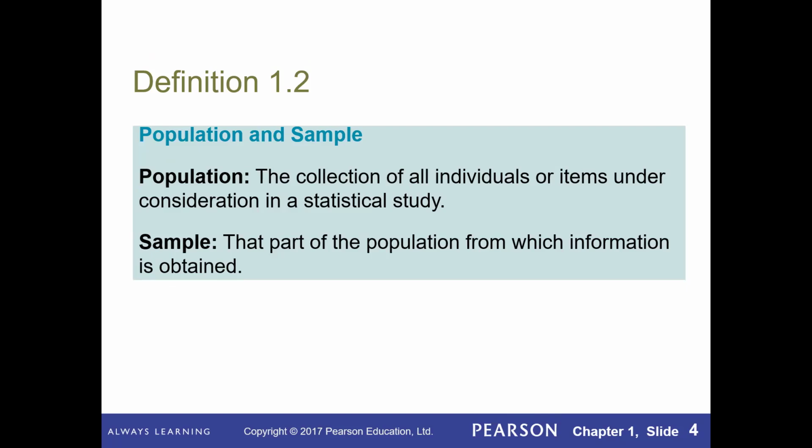So we need to understand two main definitions. First one is population, and other one is sample. Population is what? The collection of all individuals or items under consideration in a statistical study. Whereas sample is that part of the population from which information is obtained. So basically, sample is a part of population.